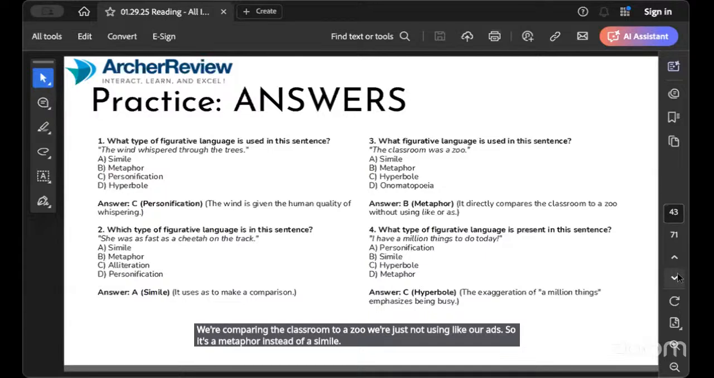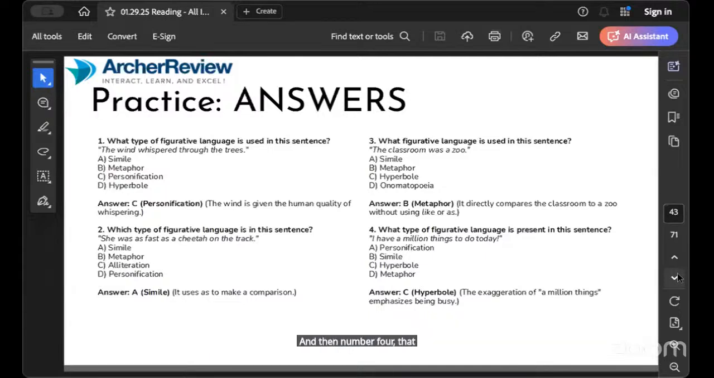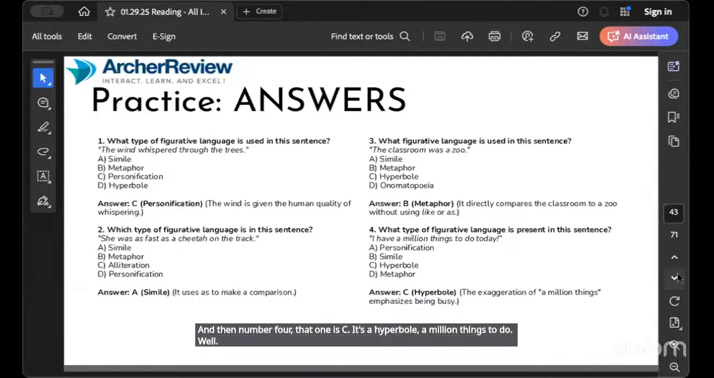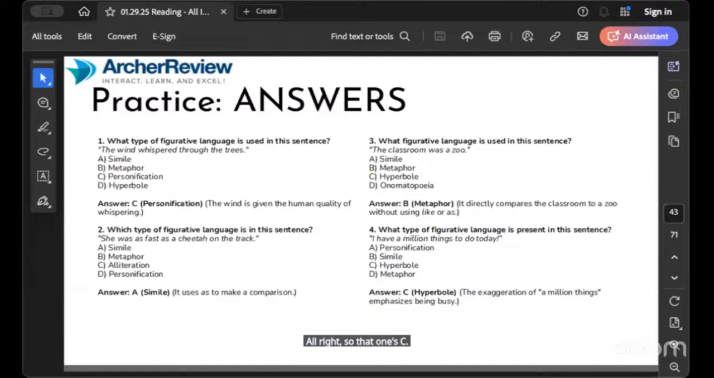And then number 4, that one is C. It's a hyperbole. A million things to do. Well, if you sat down and did your to-do list, it's probably not actually a million things. It just feels like it. All right, so that one's C. Any questions on that one?